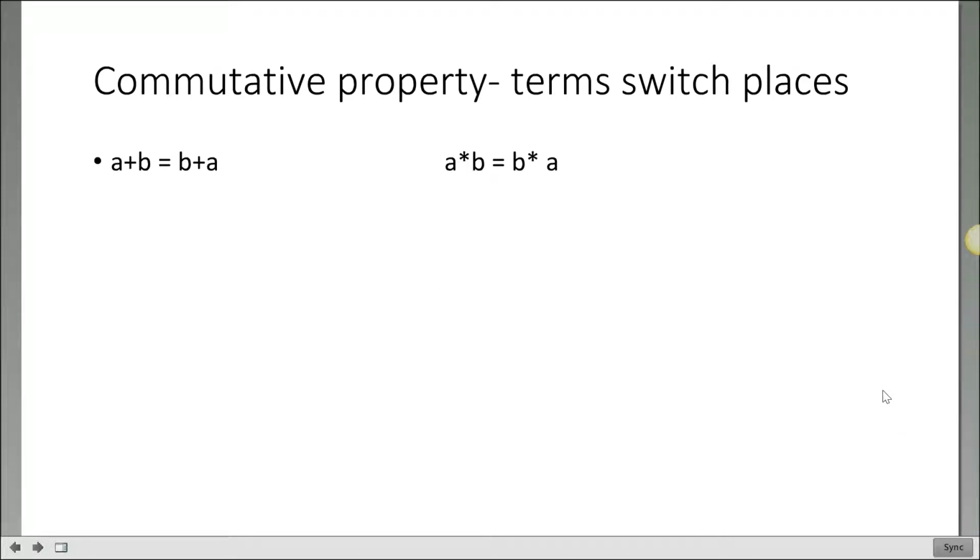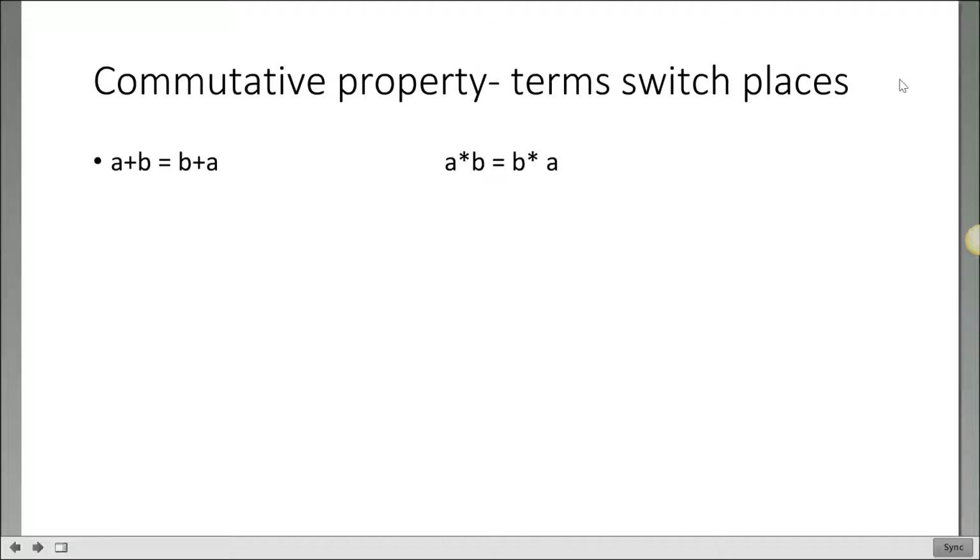So the first property I'm going to look at is commutative properties. Now, commutative means terms switch places. This is like you're commuting to work. You're going to change from your house to your job, or your job to your house. So for addition, A plus B equals B plus A, you see the terms just switch places. For multiplication, A times B equals B times A. Again, the terms switch places.